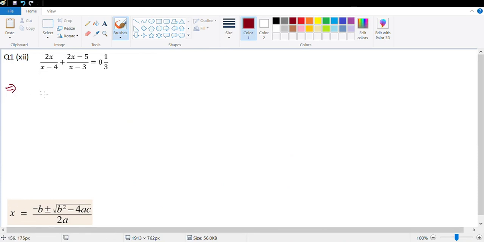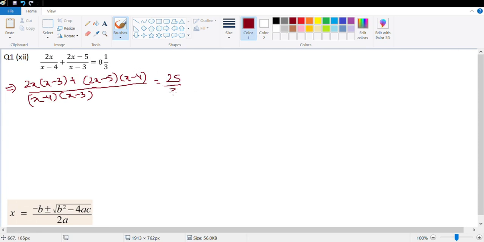Okay, so this is x minus 4 multiplied with x minus 3. The numerator becomes 2x times x minus 3 plus 2x minus 5 times x minus 4. And on the right hand side, we have 8 into 24 plus 1, 25 upon 3.